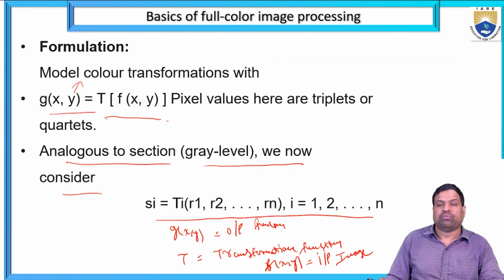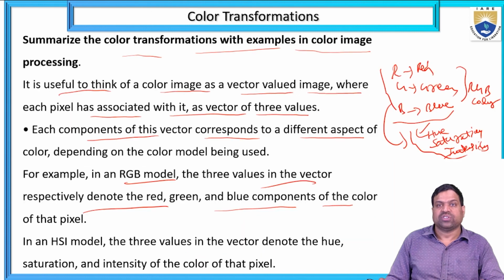The formation of the color model is g(x, y) = T[f(x, y)]. So here, grayscale conversion to the color image, g(x, y) is the output, T is a transformation function or histogram process, and f(x, y) is the input function. So, summarize the color transformation with an example in color image processing.